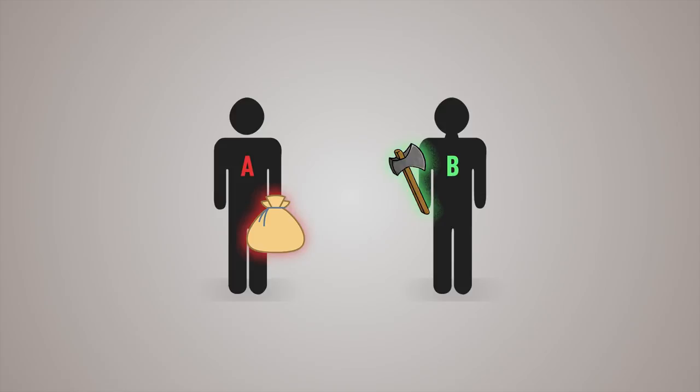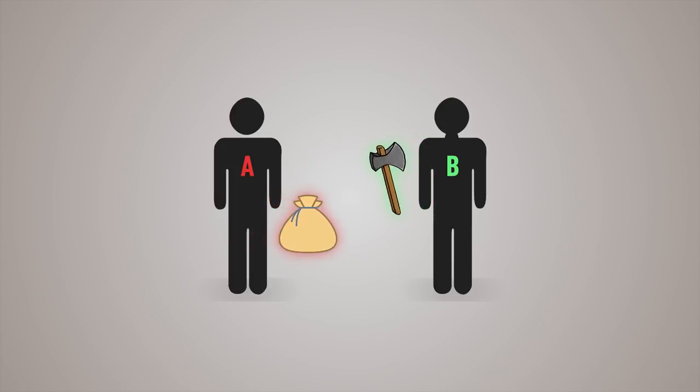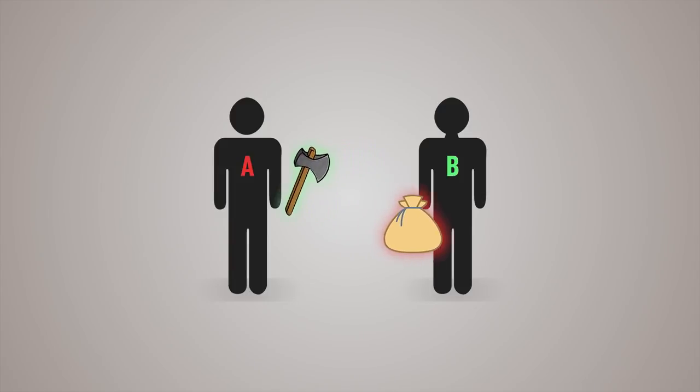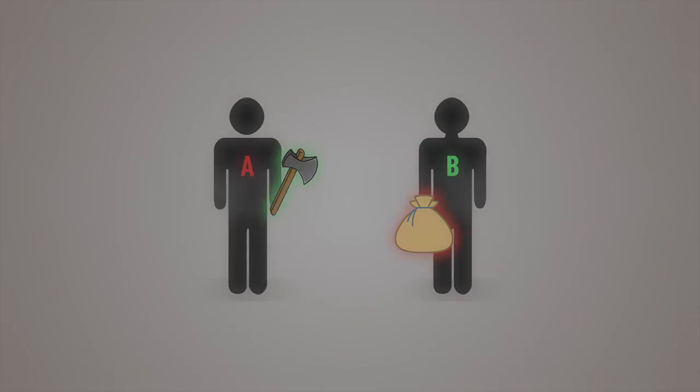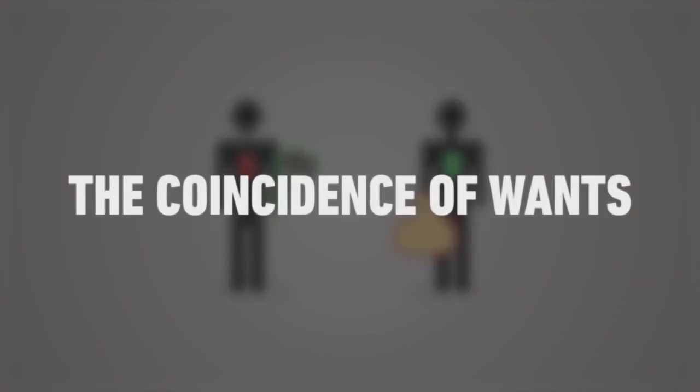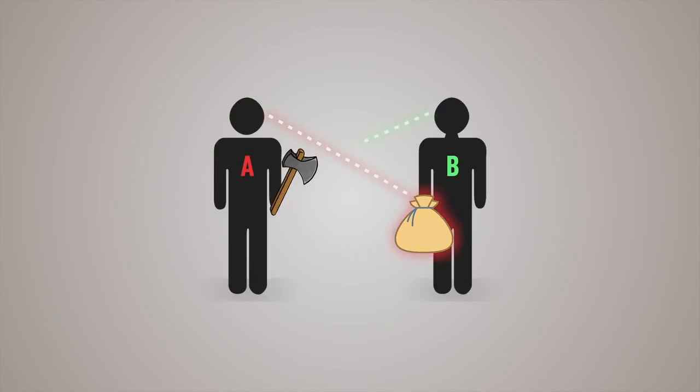However, this also highlights a fundamental limitation. As both parties must possess an item or skill that the other needs or wants, the ability to carry out a successful transaction heavily relies on coincidence. This is a problem known as the coincidence of wants. Man A is in need of corn, but man B is not in need of an axe, thus no trade, thus man A starved to death.